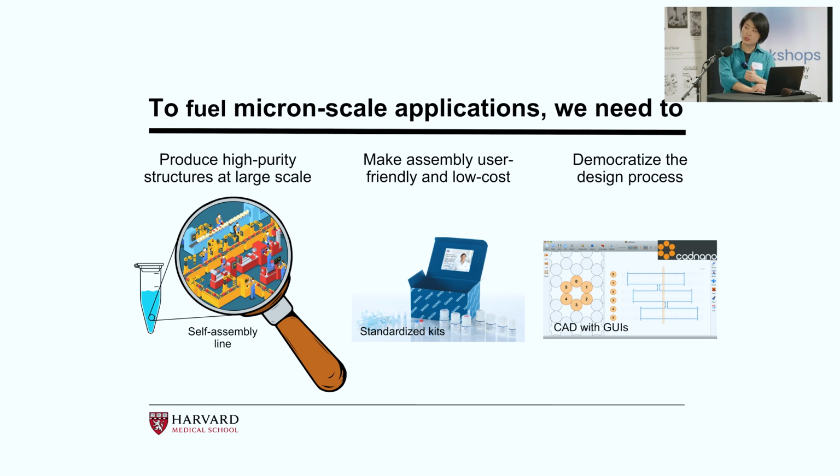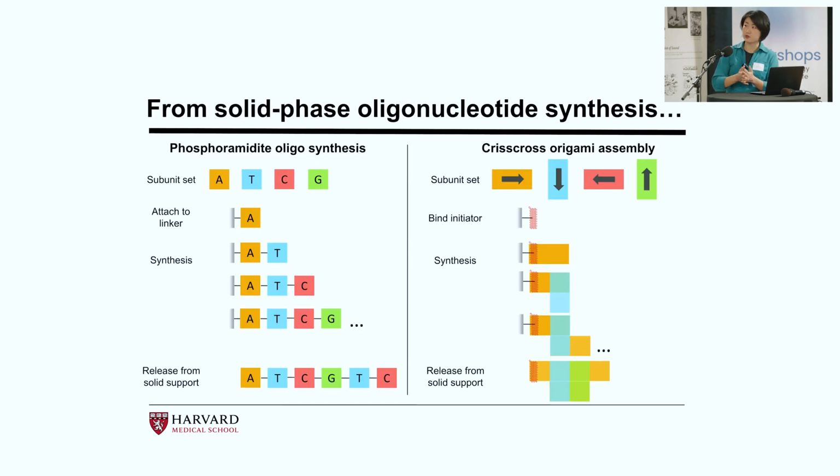So for the first direction, we took some inspiration from solid phase oligonucleotide synthesis, which has really revolutionized molecular biology and kind of started the genomics age as we know it, because this has enabled on-demand synthesis of custom DNA sequences, right? So we're trying to see how we can translate some of those ideas and apply this to origami assembly for large micrometer structures, and hopefully bring about a new age of origami assembly.